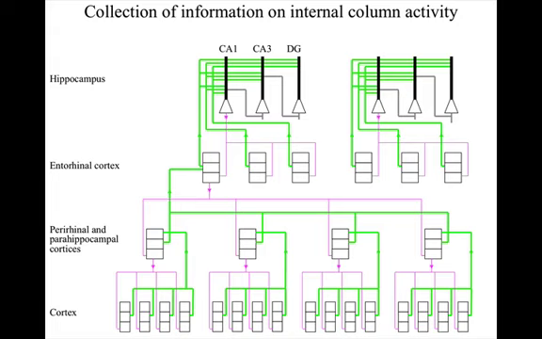So, this covers how information is collected and distributed. The next question is how the competitive selection process in the hippocampus proper works, and we'll cover that in the next section.